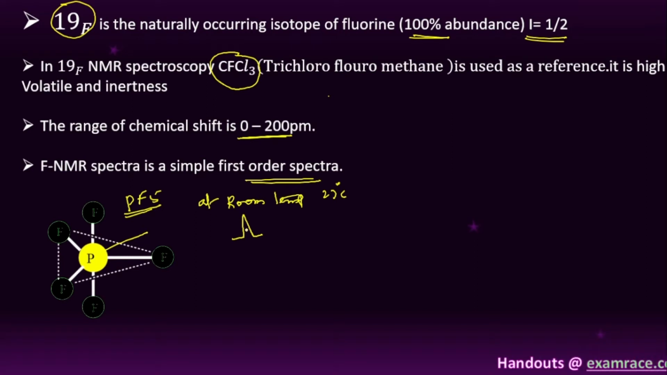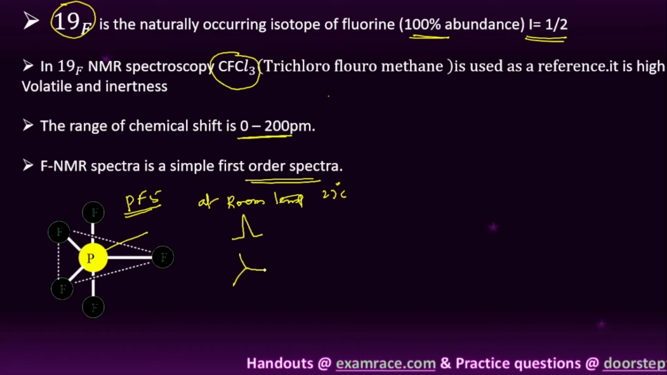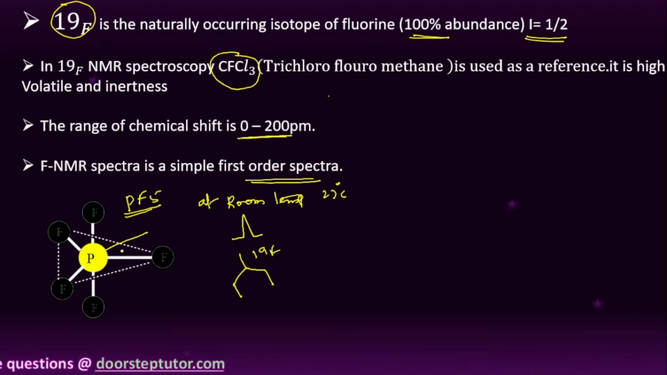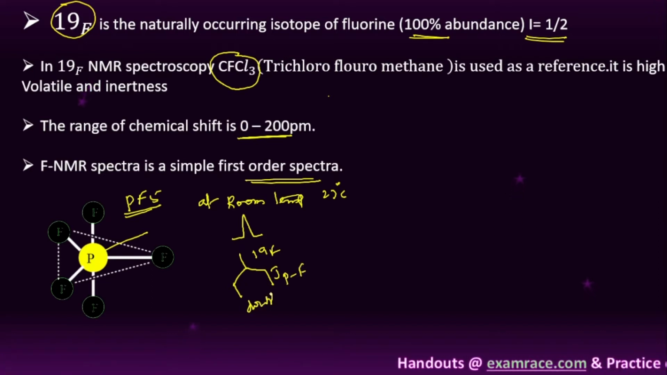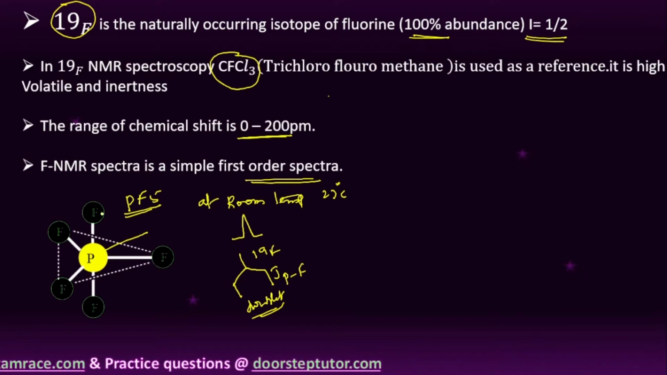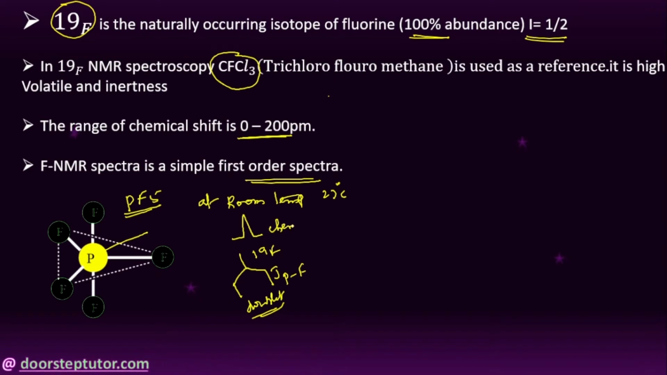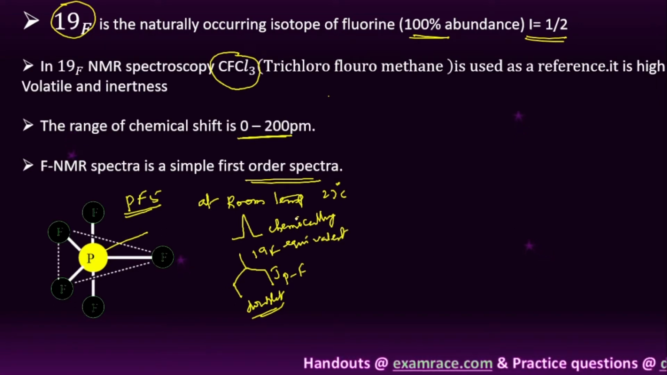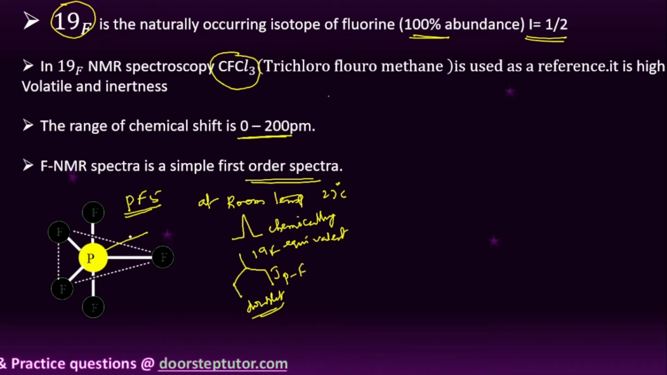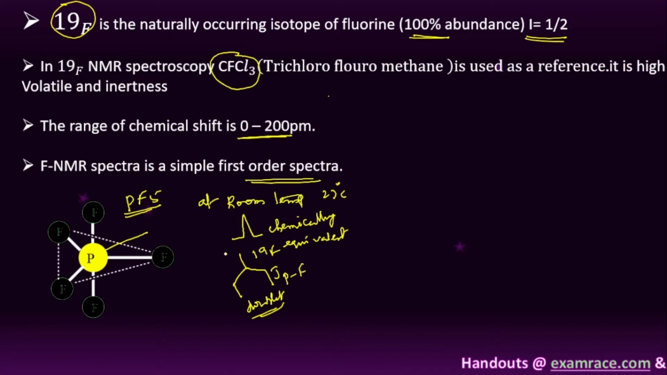It is coupling with phosphorus and it gives a doublet. So this singlet splits into a doublet. Why? Because at room temperature all the fluorine atoms are in a chemically equivalent environment. Due to this, all the fluorine atoms are in an equal environment, so NMR spectroscopy recognizes only one. That is why it gives a singlet. But this singlet of fluorine NMR is coupled with P31, so it splits into a doublet.